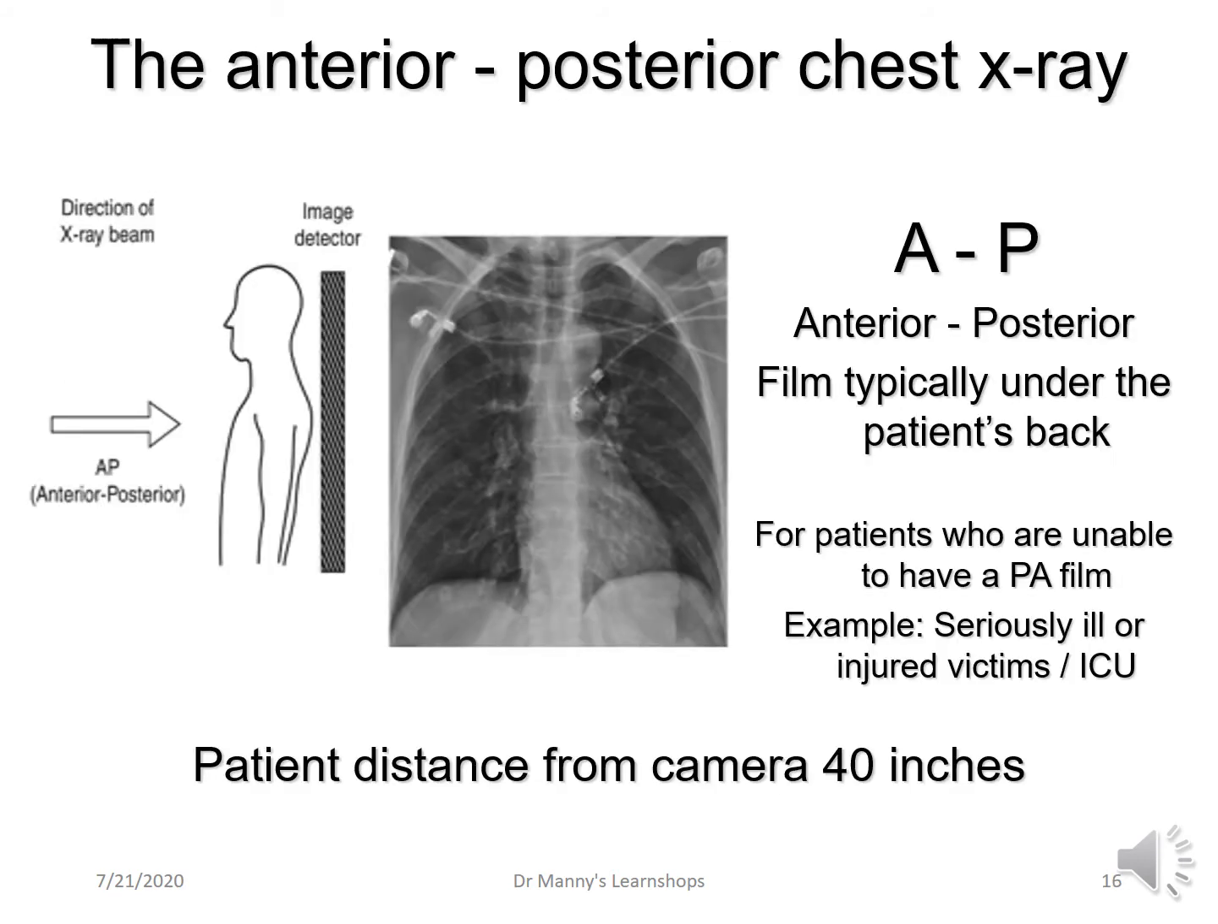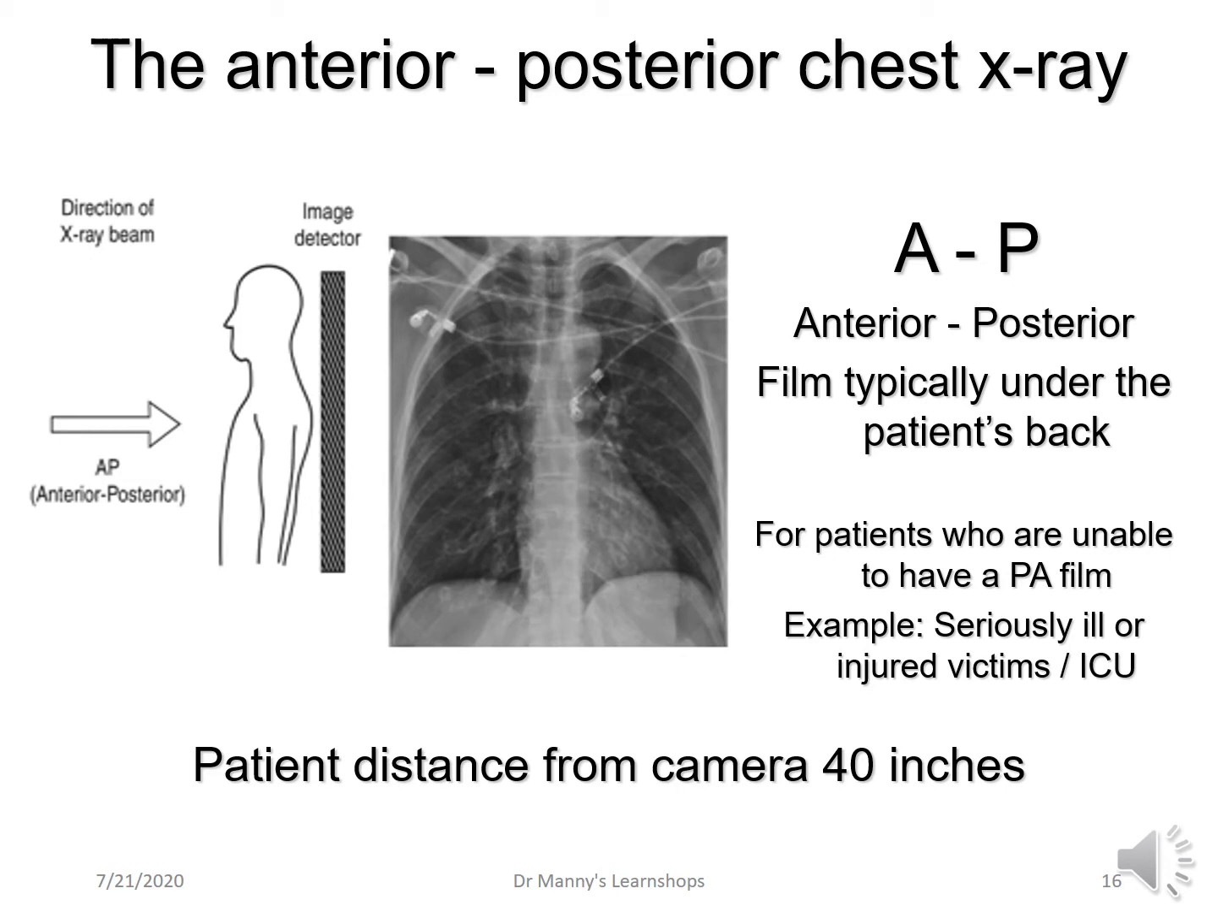The anterior-posterior chest X-ray, this is typically where the film is under or on the patient's back. And this is for patients who are typically unable to have a PA film. And this could be, as an example, a really sick patient. Someone who's now traumatized, motor vehicle accident, who's in the emergency department. Or they could be in the ICU or an acute care area. And this is where the beam now is coming from the camera and it's going directly through the patient's chest to the film which the patient is lying on.